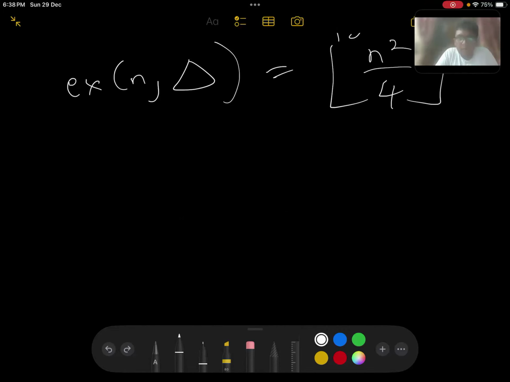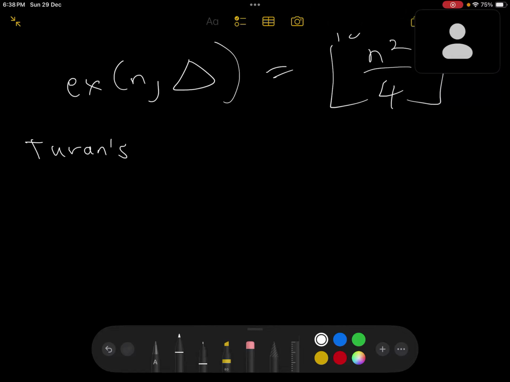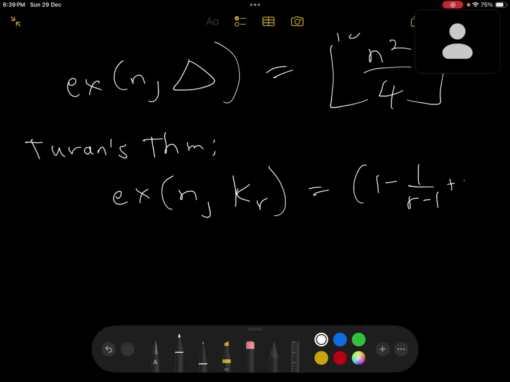This is called Mantel's theorem, but there is something called Turan's theorem, which is a generalization of that. Do you know what K_r is? K_r is the complete subgraph on r vertices. A clique on r vertices. So instead of a triangle, if it's K_r free, what's the maximum number of edges you can have? I don't remember the exact value. This can be calculated exactly, but for our purposes, this much is enough.